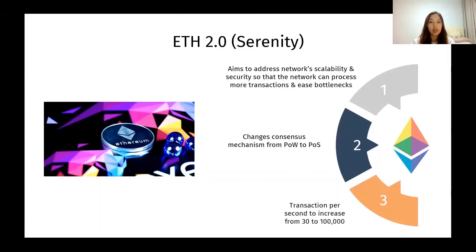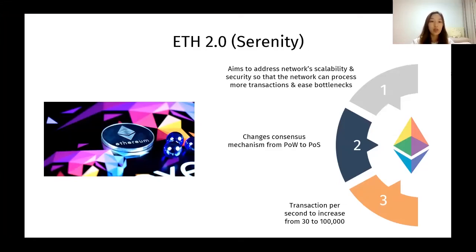So one of the main reasons for the upgrade is scalability. And with Ethereum 1.0, the network can only support around 30 transactions per second. So this causes a lot of delays and congestion. And then Ethereum 2.0 promises up to 100,000 transactions per second. And this increase will be achieved through the implementation of shard chains.